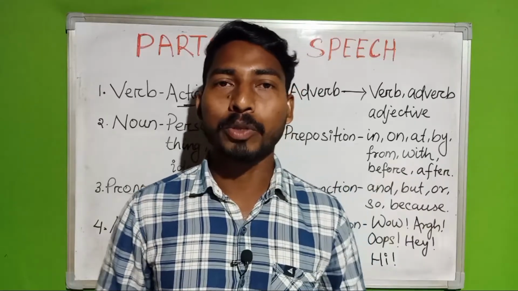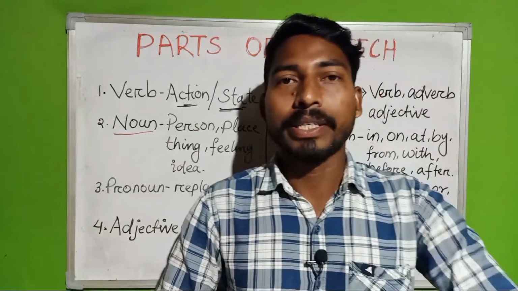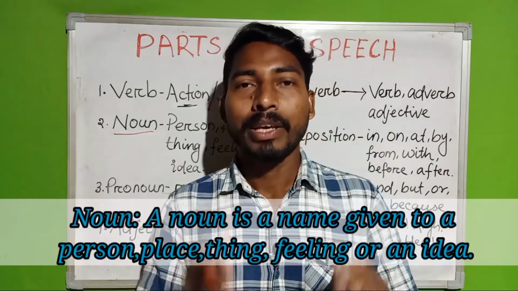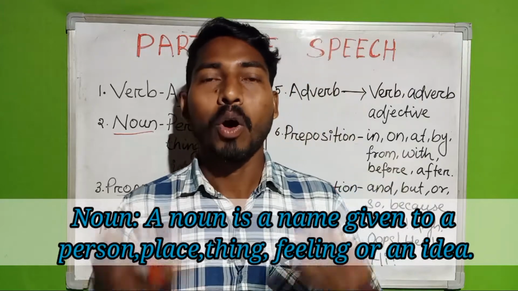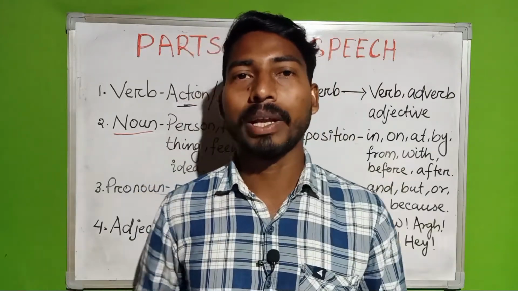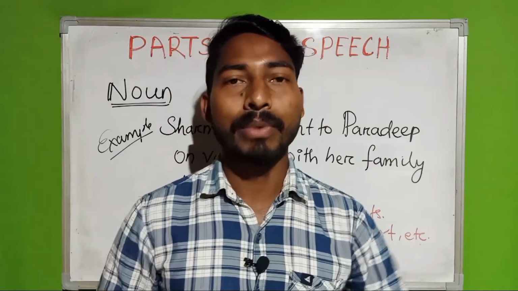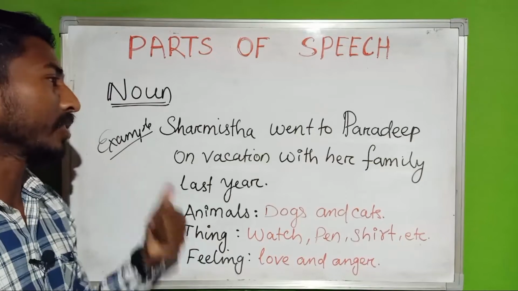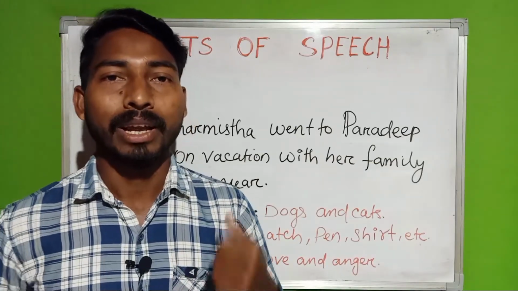And now let's move to the noun. Let's define it. A noun is a name given to a person, place, thing, feeling, or an idea. Now to understand it in a better way, let's move towards the examples. So now let's look at the example that we have taken for the noun: Sharmista went to Paradip on vacation with her family last year.